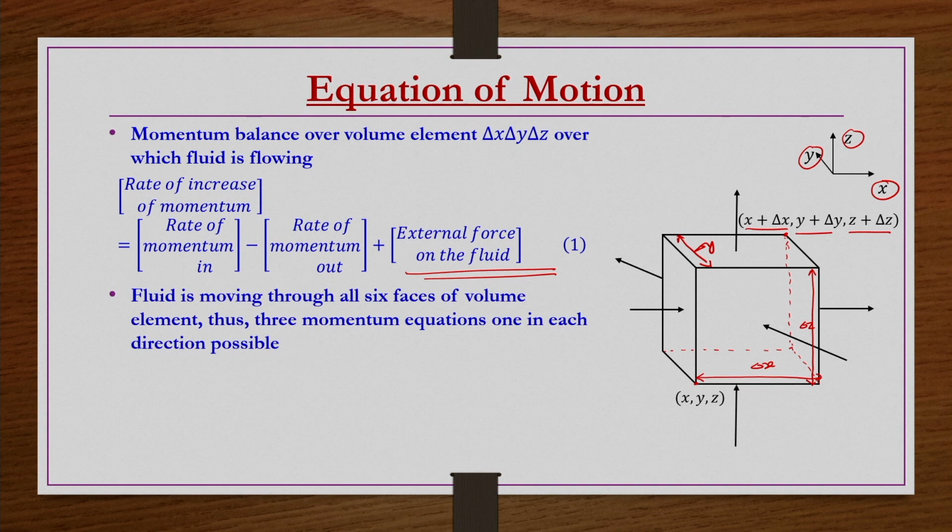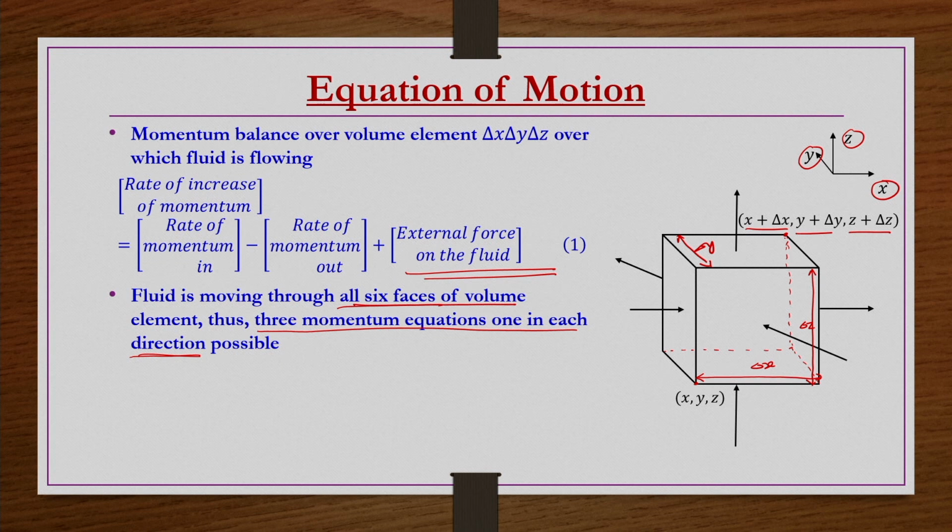So, what we understand is that the fluid is moving through all 6 faces of a volume element, whichever face you take. The control volume we have taken is a cubic control volume, so the fluid is moving through all 6 faces. So, we will have 3 momentum equations, one in each direction.